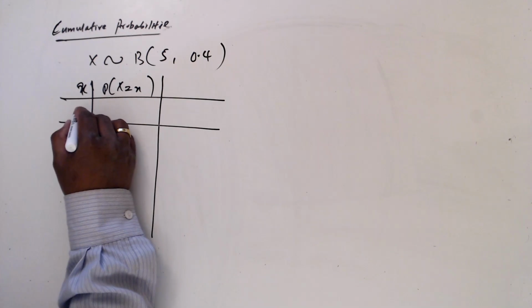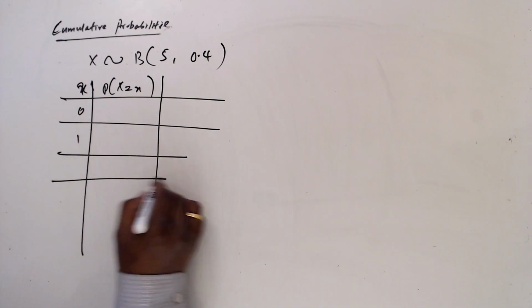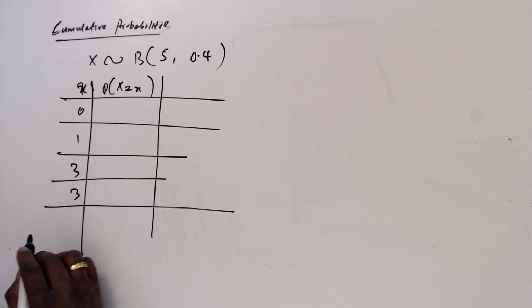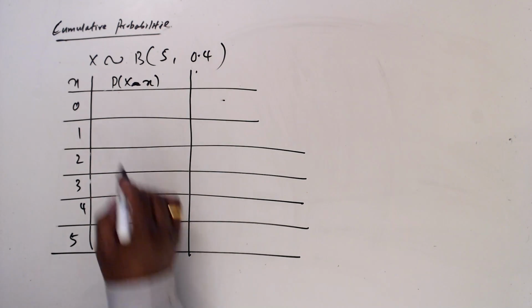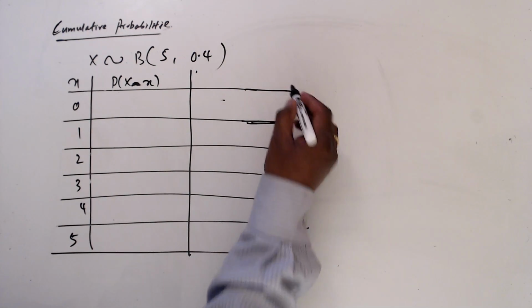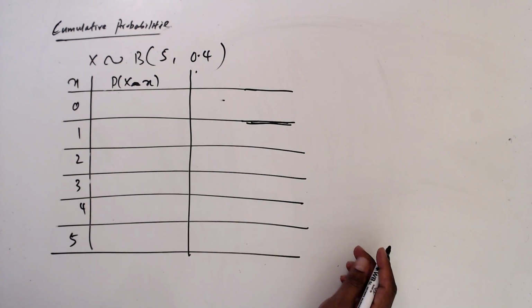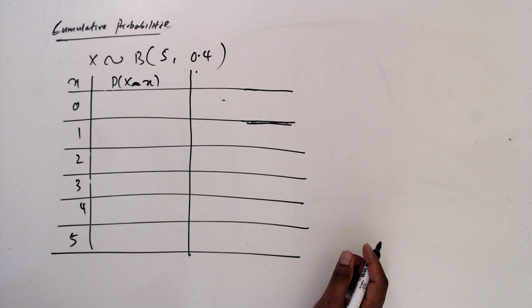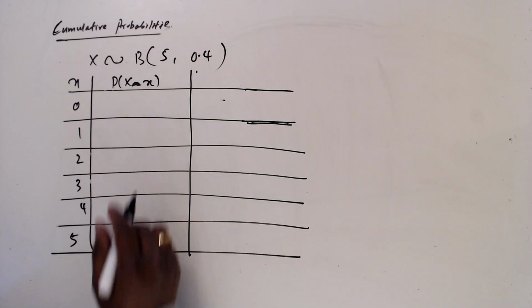So this is 0, 1, 2, 3. This is probability of x equal x. Now you know how to find this one from the calculator. I discussed last time. It is go to select 7 and then 4 and then 1. So I'm going to find like that and write here now.